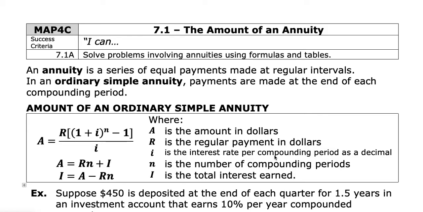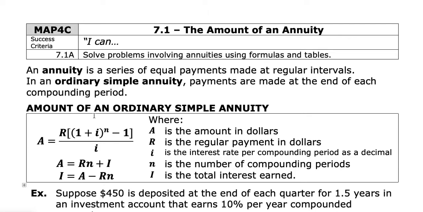MAP4C 7.1, the amount of an annuity. Previously, we learned about simple and compound interest, which is a lump sum investment for a period of time. So all of the money is deposited for the entire duration and then withdrawn at the end. The difference is an annuity is a series of equal payments made at regular intervals. In an ordinary simple annuity, payments are made at the end of each compounding period.